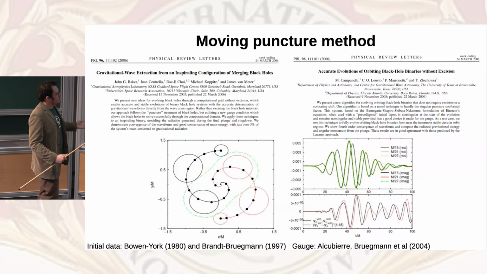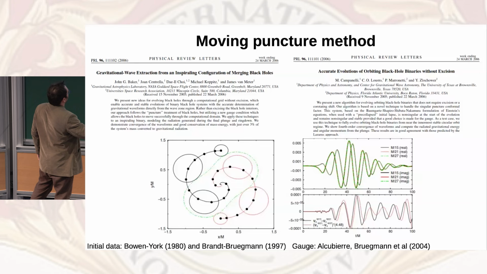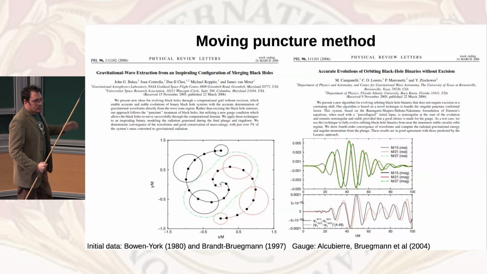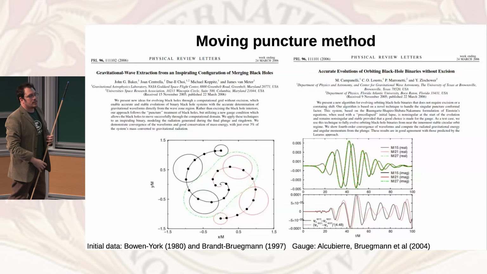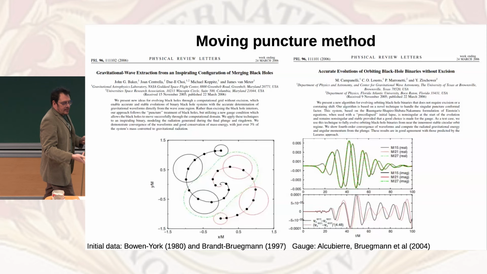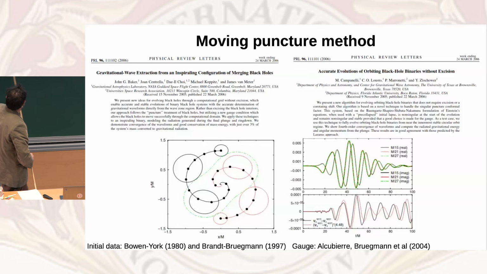This is again a few-orbit binary black hole merger with a very robust technique called the puncture method, which we will talk about today. It is really based on a technique which does not use excision. Here, black holes are handled in a particular way, which we will discuss, which does not need a complicated numerical technique to remove the interior of the black holes. And that dates back to the work of Bowen and York.